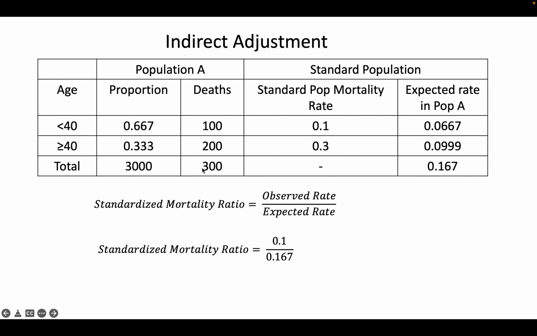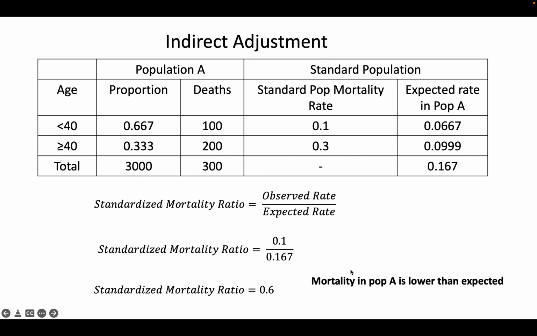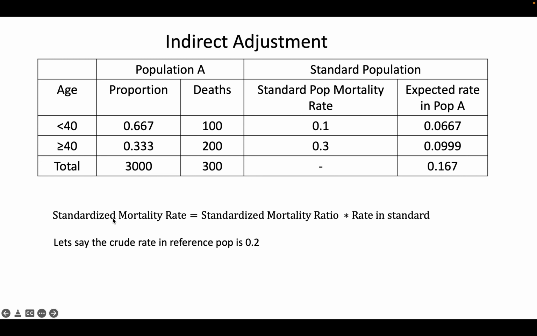So we observed 300 divided by 3,000. We observed a rate of 0.1. We expected a rate of 0.167. And again, it comes out to a standardized mortality ratio of 0.6, just like we got before. And in order to go from this ratio to a standardized mortality rate for population A, and it's lower than expected like before, we can find the standardized mortality rate by taking that standardized mortality ratio and multiplying it by the rate in the standard.